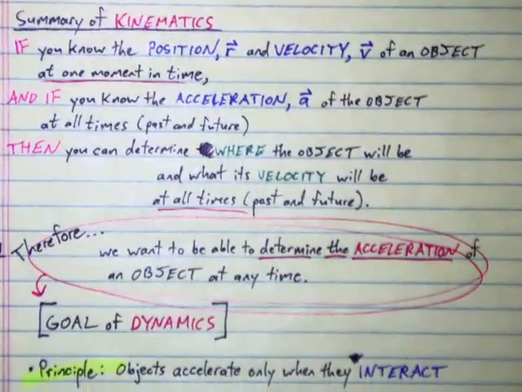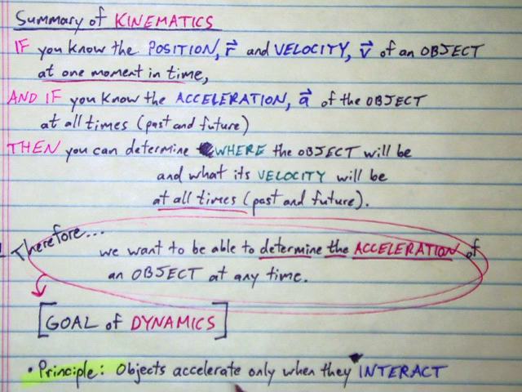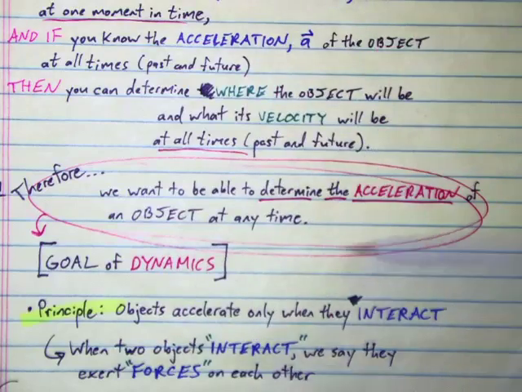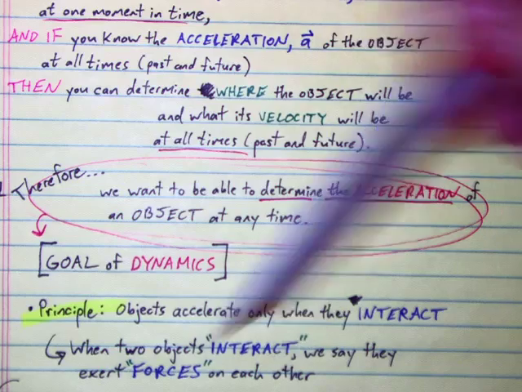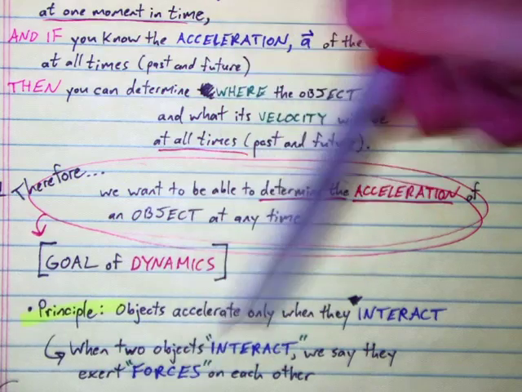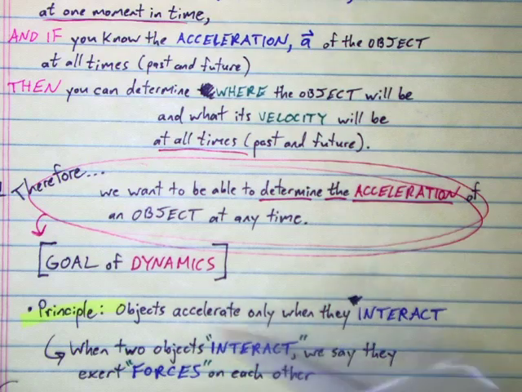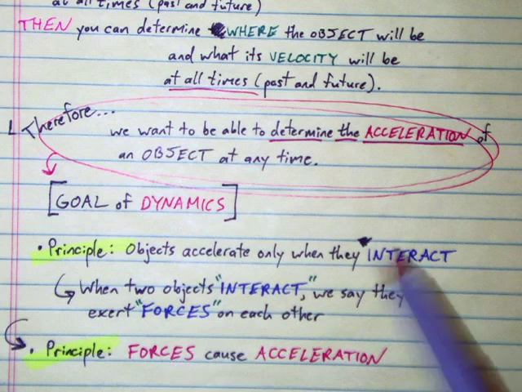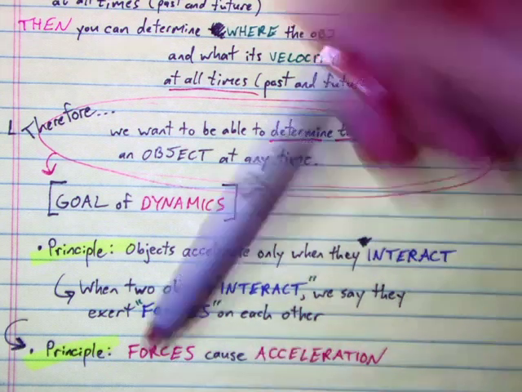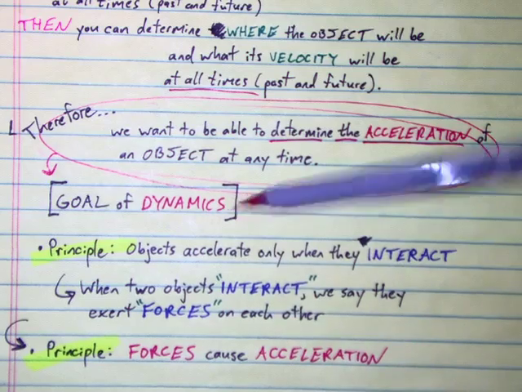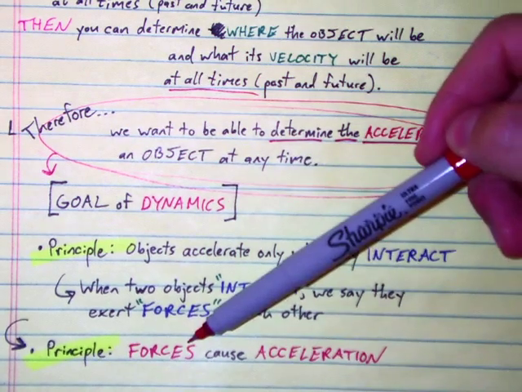The first principle that's at play is this idea that objects accelerate only when they interact with each other. So interactions are going to cause accelerations. So when objects interact, we say that they exert forces on each other. This term force means what objects do when they interact. A force is always an interaction. So, combining these ideas here, we have the principle that if interactions cause acceleration, then forces cause acceleration. And so this entire subject of dynamics that we're now going to get into is all about forces.